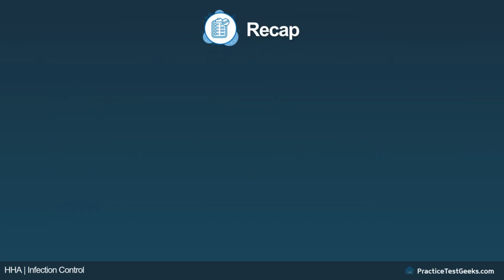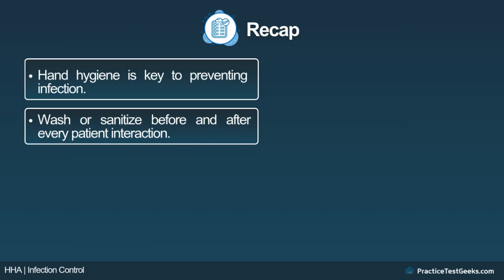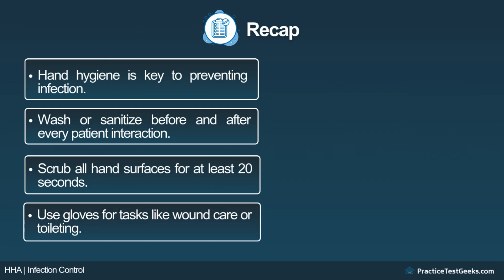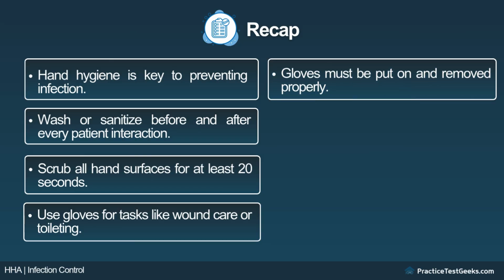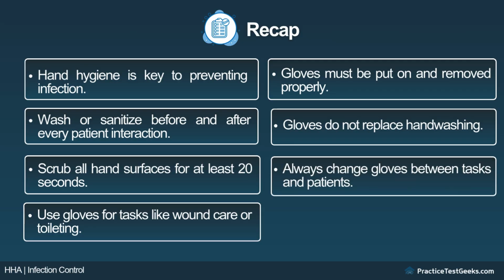Let's recap the key points from this lesson. Hand hygiene is key to preventing infection. Wash or sanitize before and after every patient interaction. Scrub all hand surfaces for at least 20 seconds. Use gloves for tasks like wound care or toileting. Gloves must be put on and removed properly. Gloves do not replace hand washing. Always change gloves between tasks and patients.